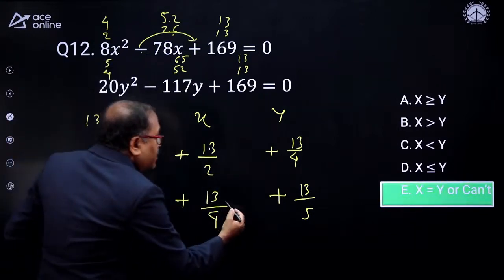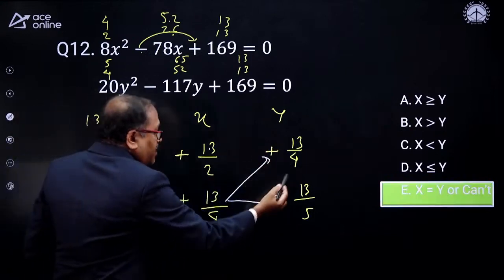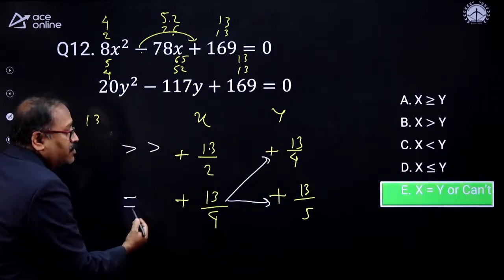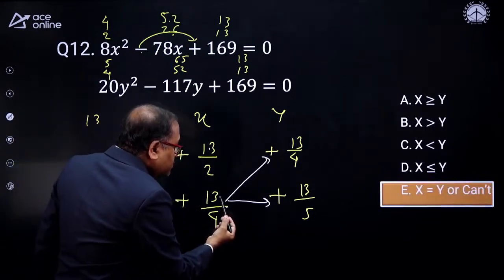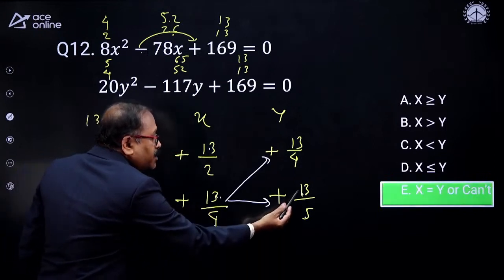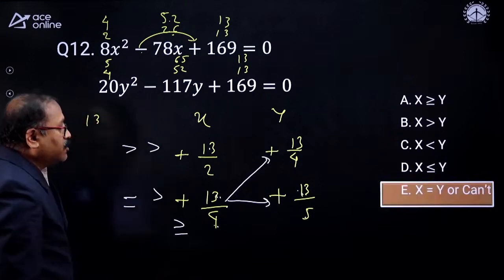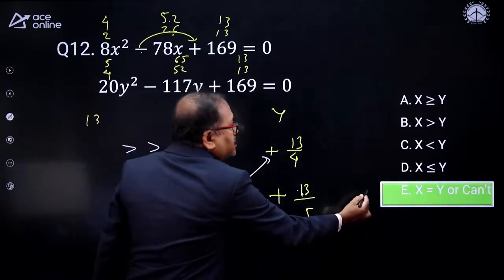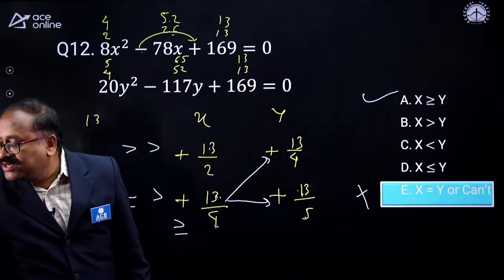Look at this part. When I compare this to this and this to this, what happens? Then 13 by 4, 13 by 4, it is equal. Now, when I compare this to this, this is 13 by 4 and this is 13 by 5. So, 13 by 4 will be greater than 13 by 5. So, I notice that this is greater than or equal to. So, the answer which I mentioned is wrong. Option should be A. Anyone said the answer?